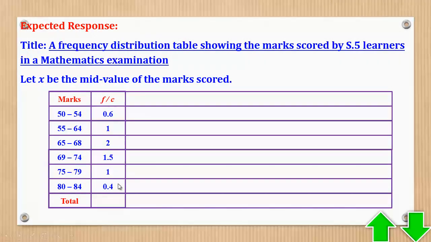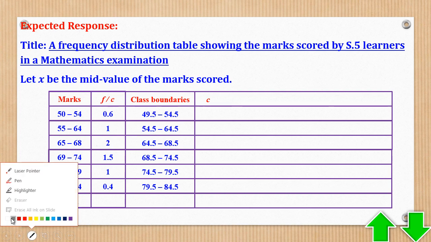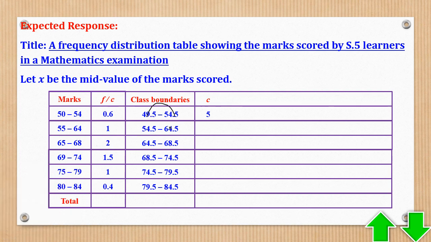Since class width is got from class boundaries, the next column will be class boundaries. I think by now you're aware of how class boundaries are got. Then from there we know that class width is equal to the difference between the upper and lower class boundaries. So this minus this, this minus this, and so on for all six classes.